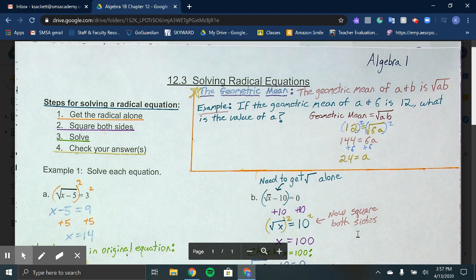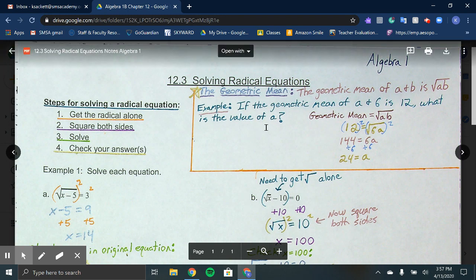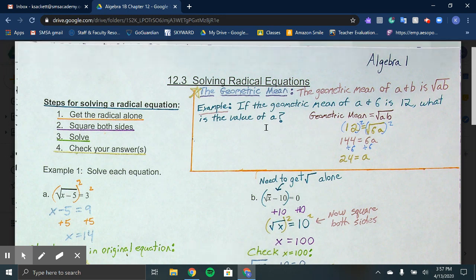Welcome to Lesson 12.3, Solving Radical Equations for Algebra 1. So the first thing that we're looking at today is the idea of radical equations, which simply is the same thing as an expression, but now we have an equal sign added to the mix. Now, this note up here about the geometric mean, we will come back to at the end.